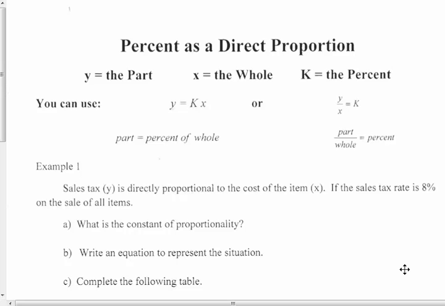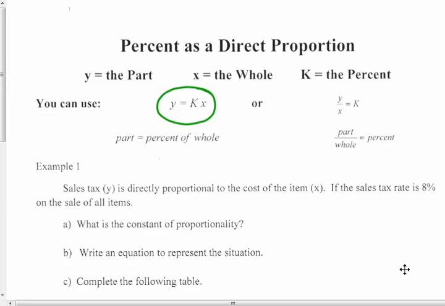We are using our packets that say percent as a direct proportion, Unit 1E. Yesterday, you had to watch page 6, percent of a number, first before you watched this. So this is percent as a direct proportion, and I'm going to relate it back to our equation, y equals kx.